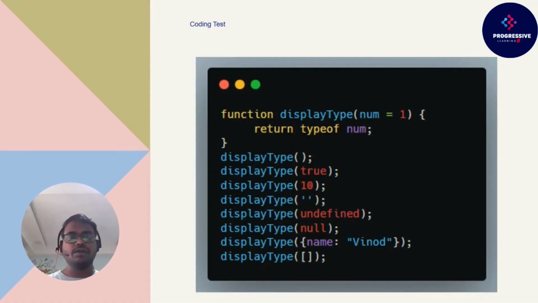Here is the question on the screen. I recommend you pause this video, try to solve the question, and then compare your answers with my answers at the end of the video. I assume you have paused the video and tried the same. So let's dive into the first agenda.